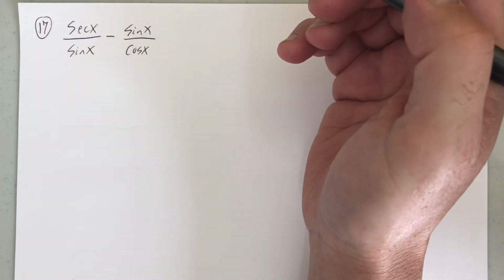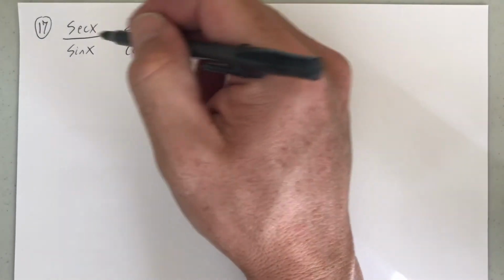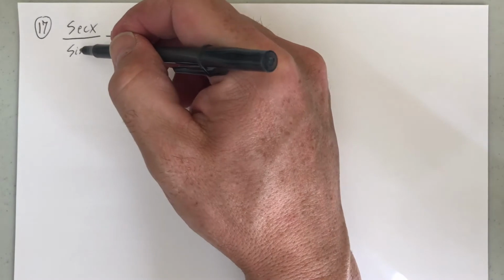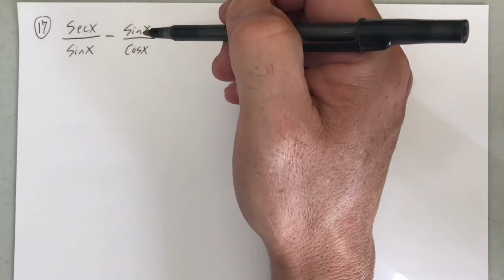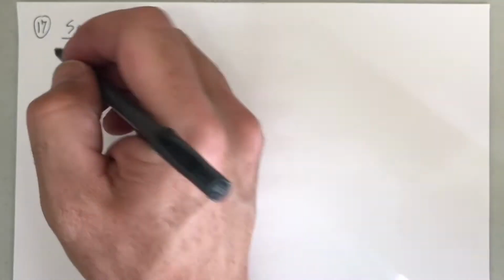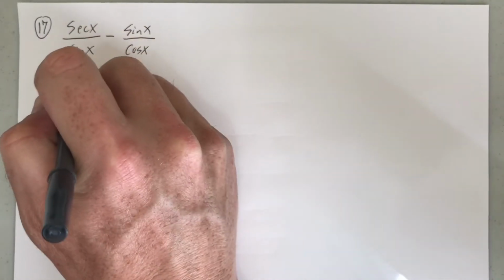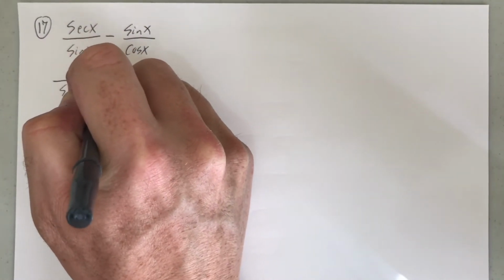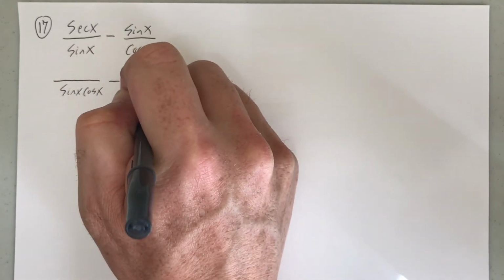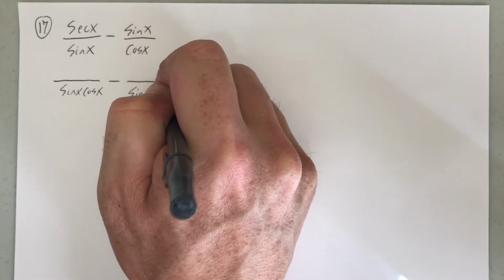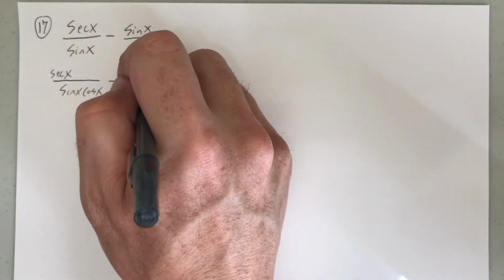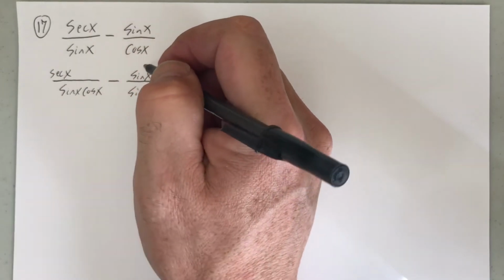Well, we could just find a common denominator and subtract those so we get it as one fraction. So if I've got a sine x here and a cosine x here, the only thing I'm going to be able to do is to multiply those two together to get my common denominator, which is going to be sine x times cosine x. So I'm going to go ahead and write that out with my common denominator.